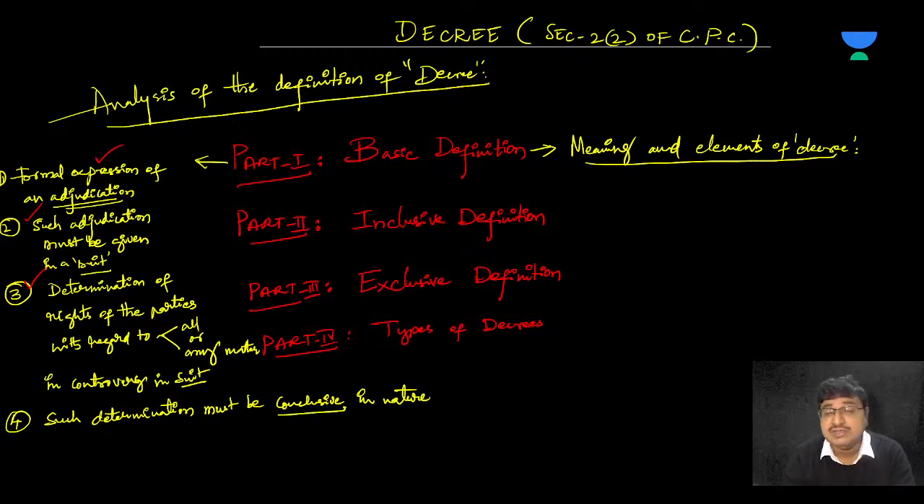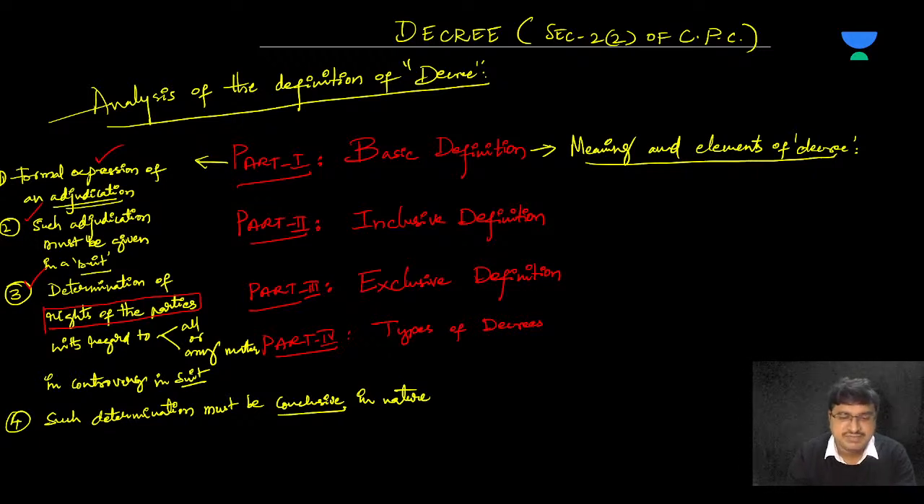Here, the word right denotes the substantive rights, friends, and not the procedural rights. Here the word right, rights of the parties, is a substantive right, but not a procedural right. Therefore, if a party has any substantial right, then such substantial right should be determined by the judicial authority through its decree.